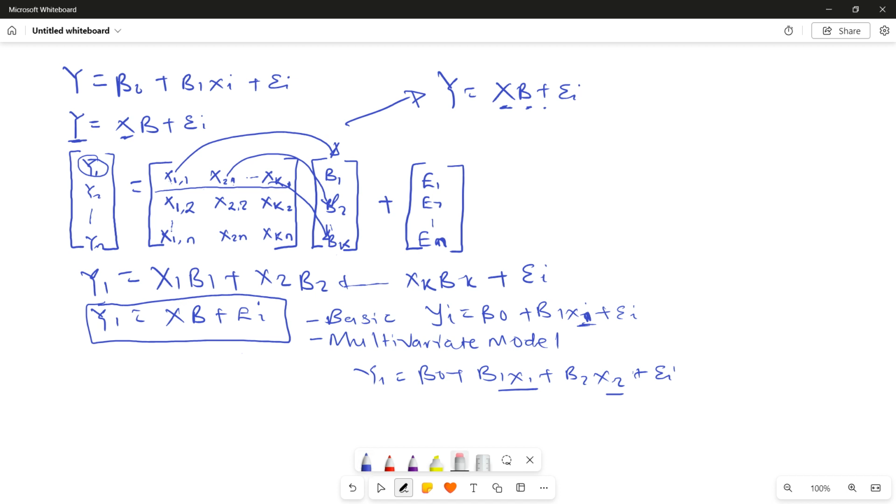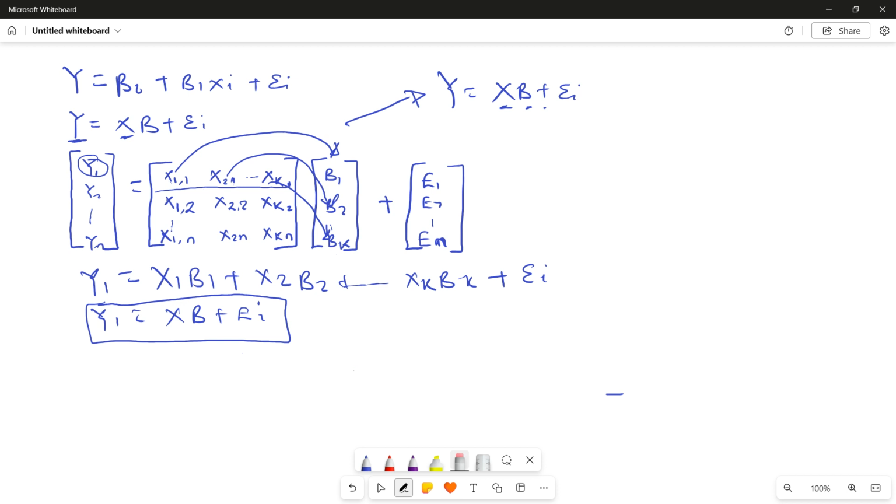So anyways, I just thought of discussing this, that we've got two types of models. There's the basic regression model, and then there's the multivariate regression model. Alright, so let's go back to our matrix representation.